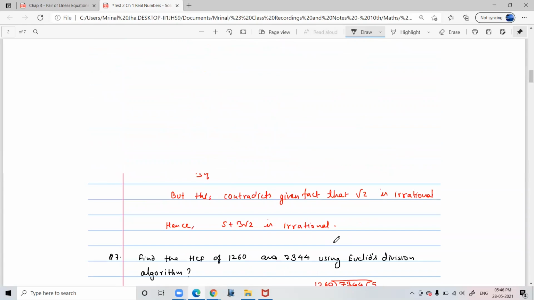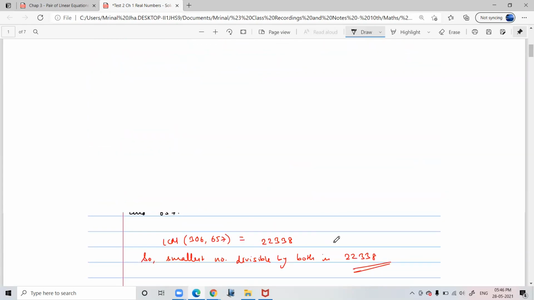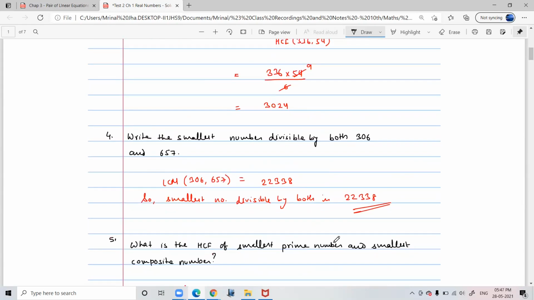Yeah, Charan, you were asking about the fourth question. Yes, sir. The question is asking which is the smallest number which divides, but in the solution we are finding the LCM. Yes, sir, I also have confusion. Yes, let's talk about it. I had done HCF.